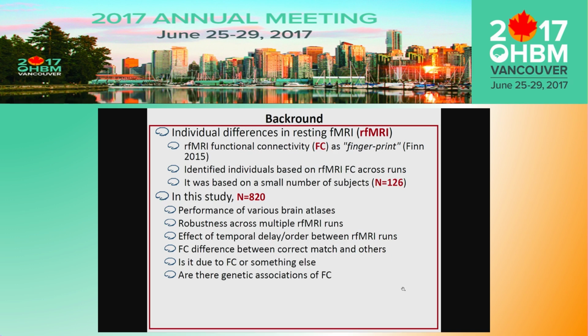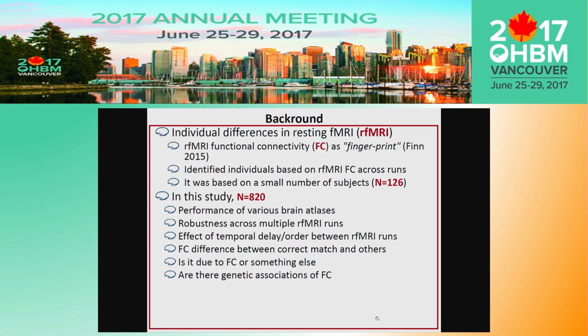So a bit of background. Individual differences in resting fMRI and the functional connectivity acting as a fingerprint was introduced by Emily Finn in 2015 in a Nature Neuroscience paper. In that work, they identified individuals based on resting fMRI functional connectivity across runs. But that study was limited to a small number of subjects, N of 126. In this study, we are trying to replicate that with a larger number of subjects, N of 820.